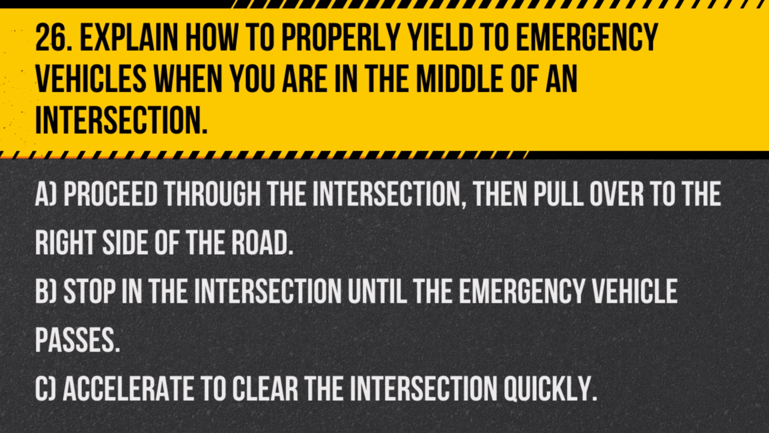Question 26. Explain how to properly yield to emergency vehicles when you are in the middle of an intersection. A. Proceed through the intersection, then pull over to the right side of the road. B. Stop in the intersection until the emergency vehicle passes. C. Accelerate to clear the intersection quickly.